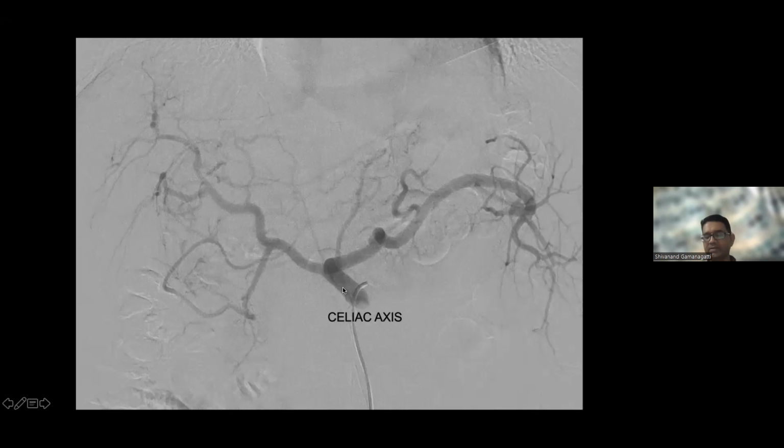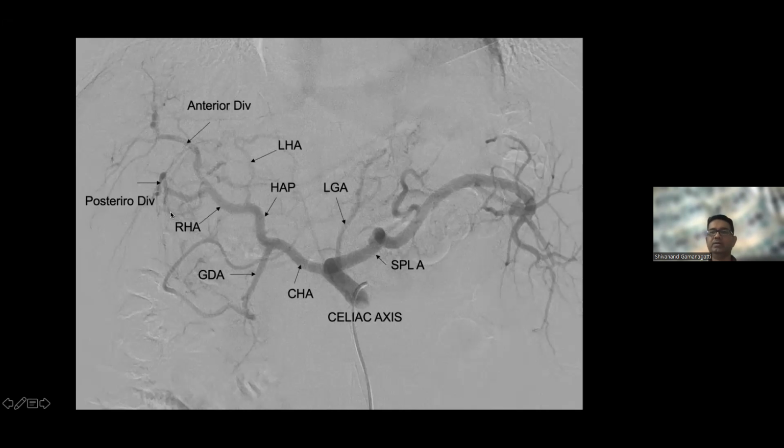This is a celiac axis, which trifurcates into three branches: splenic artery, left gastric artery, and the common hepatic artery. The common hepatic artery divides into gastroduodenal and the hepatic artery proper, and the hepatic artery proper divides into right and left. The right hepatic artery further divides into anterior and posterior division. So this is the standard branching pattern of the celiac axis or hepatic artery.